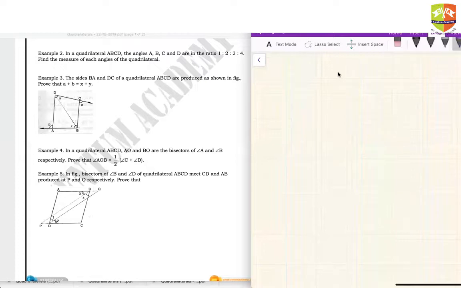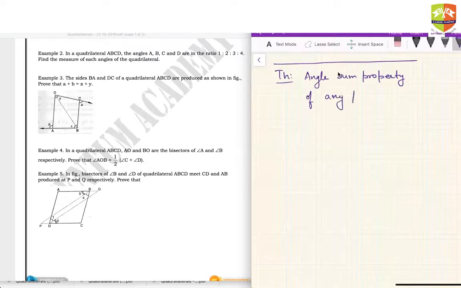In light of all this, I'll give you one more generic theorem, and that theorem is the angle sum property of any polygon. This is additional information for you. You must be knowing, few of you, the angle sum property of any polygon. So what is it? If you have a polygon with n sides. For example, n is equal to 3 in case of a triangle.